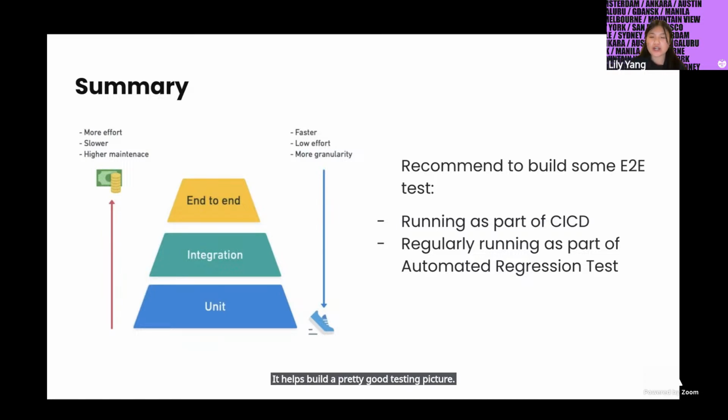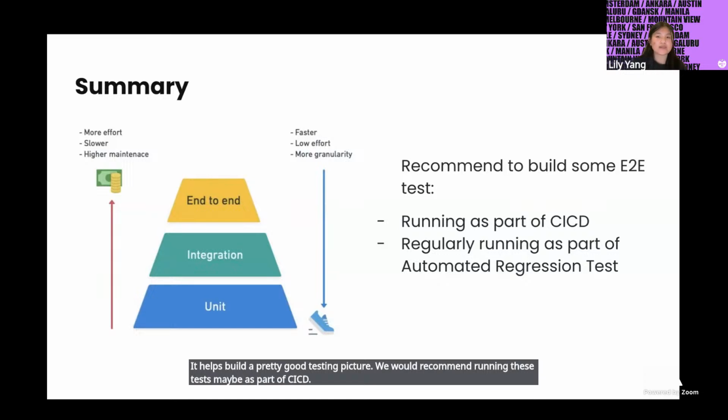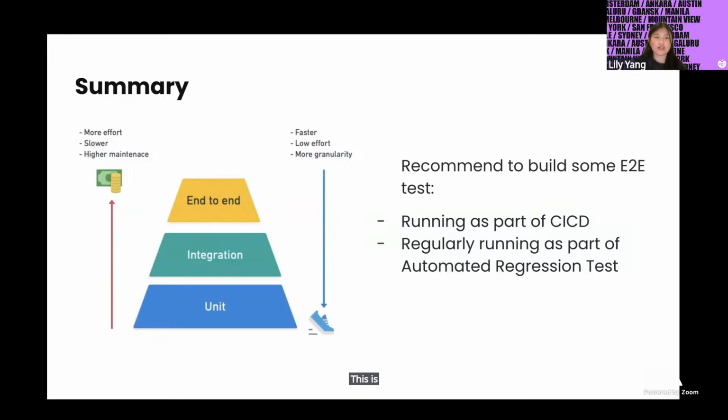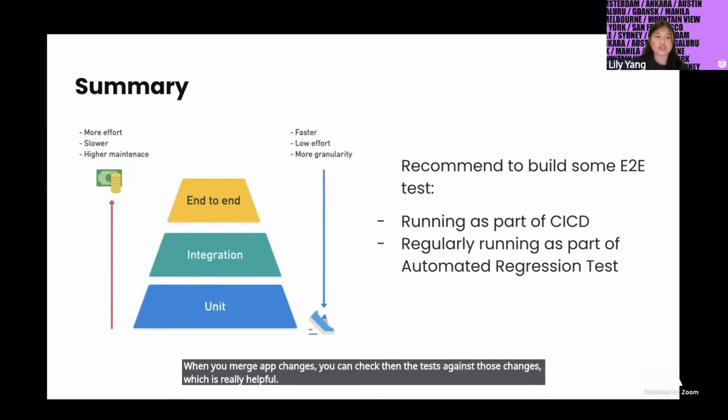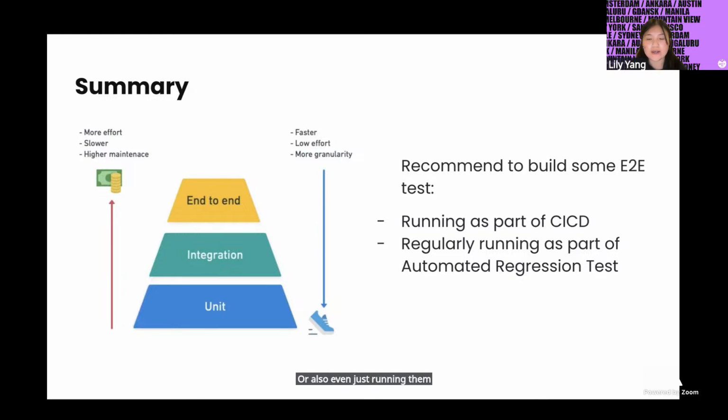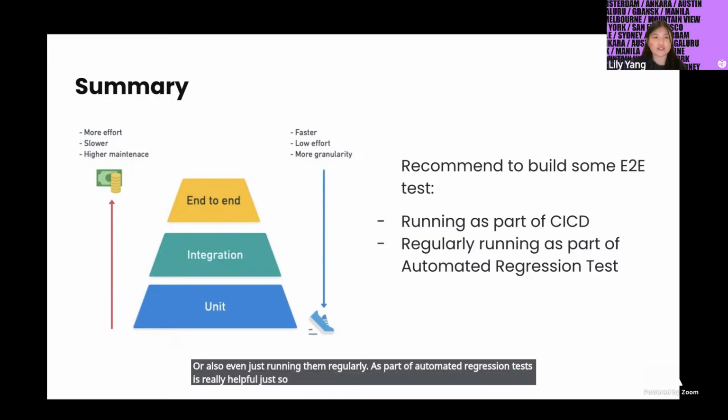We would recommend running these tests maybe as part of CI/CD. This is helpful because then you can also combine these tests with deployments, when you merge app changes, you can check the tests against those changes, which is really helpful. Or even just running them regularly as a part of automated regression tests is really helpful, just so you can have a regular picture of how your app is doing.